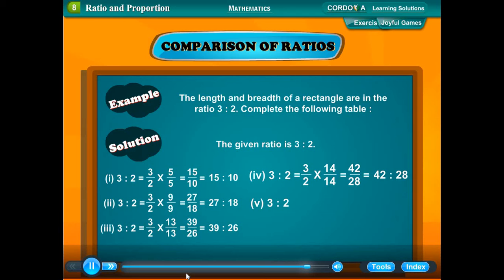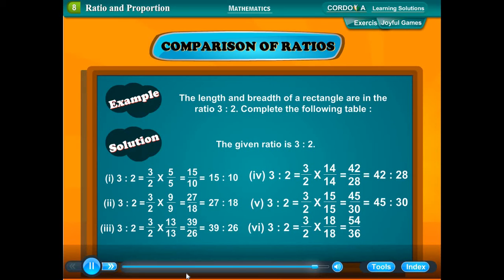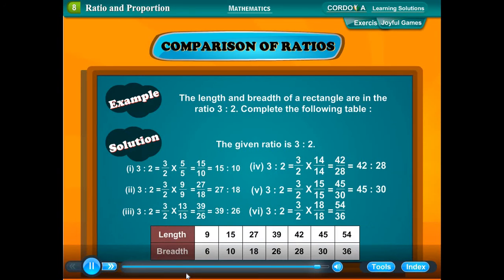5. 3:2 is equal to 3 upon 2 into 15 upon 15, which is equal to 45 upon 30, which is equal to 45:30. 6. 3:2 is equal to 3 upon 2 into 18 upon 18, which is equal to 54 upon 36, which is equal to 54:36. Hence, the completed table is as given below. Length, breadth: 9, 6; 15, 10; 27, 18; 39, 26; 42, 28; 45, 30; 54, 36.